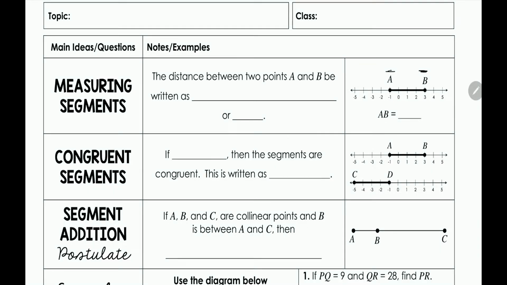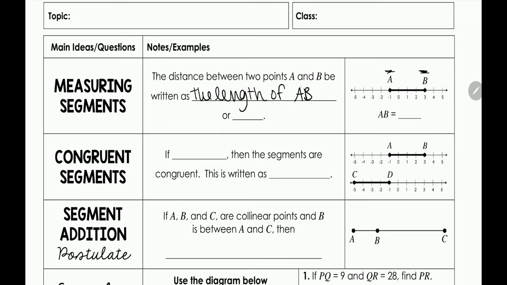Hey guys, so in this video we're going to be looking at segment addition and the segment addition postulate. So let's get started looking at measuring segments. The distance between two points A and B, like we've got over here, is going to be written as the length of this line segment AB.